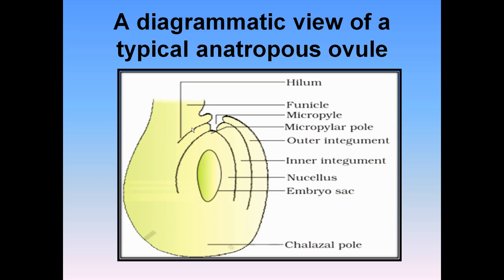Let's have a quick recapitulation of all of the parts. First of all, you have to draw this embryo sac, because all of the parts related to the embryo sac are going to be important. So this embryo sac is very, very important while drawing all of the ovule parts. You can see two poles, one is the micropylar pole and the other one is the chalazal pole.